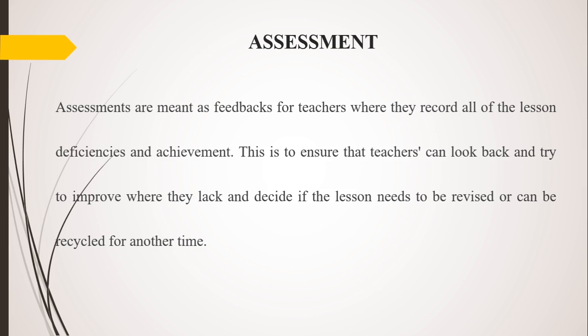Let's talk about assessment. Assessments are meant as feedback for teachers when they record all of the lesson deficiencies and achievements. This is to ensure that teachers can look back and try to improve where they lack, and decide if the lesson needs to be revised or can be recycled for another time.